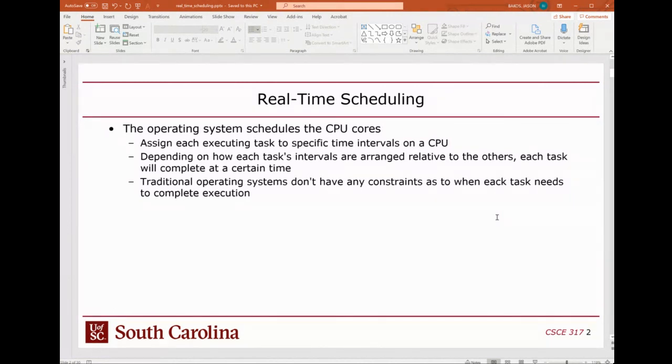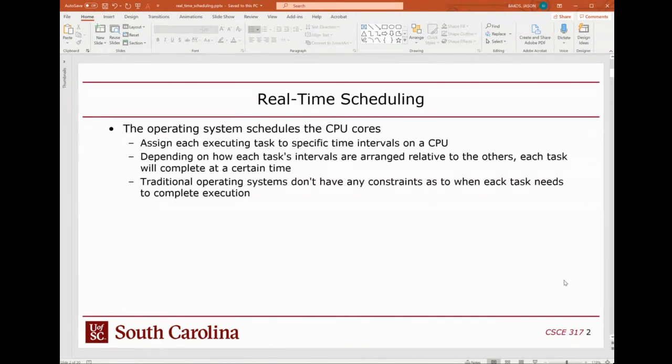Now, the problem is that depending on how it decides to schedule the tasks, they will finish at different times. In a normal operating system, you don't necessarily care when tasks finish. At least there are no constraints. We're not forcing the operating system to ensure that each task finishes by a certain time. However, if you have a cyber-physical system, you most certainly will care when the task finishes, because you're interacting with the physical world. You're implementing a controller. You're trying to control something physical.